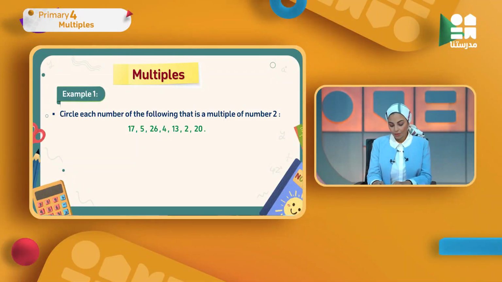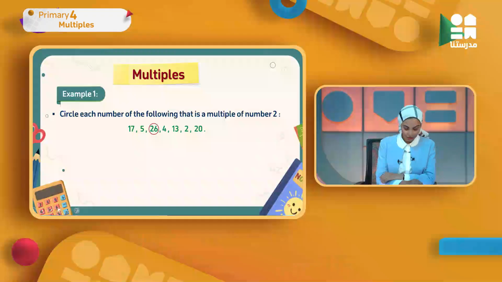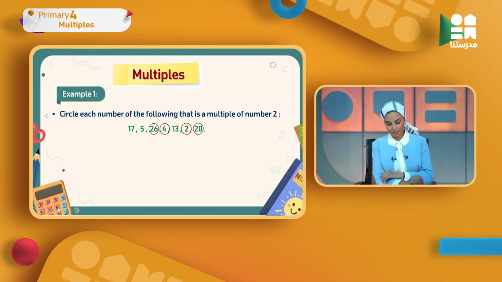Okay, what about number 20? We all know that 2 times 10 equals 20. And here the unit digit is an even digit. So, it is an even number. So, 20 is a multiple of number 2. Then, here, the multiples of 2 are 26, 4, 2, and 20.